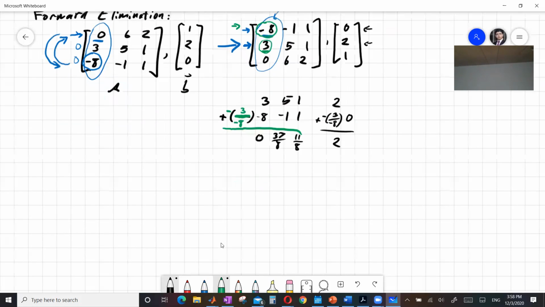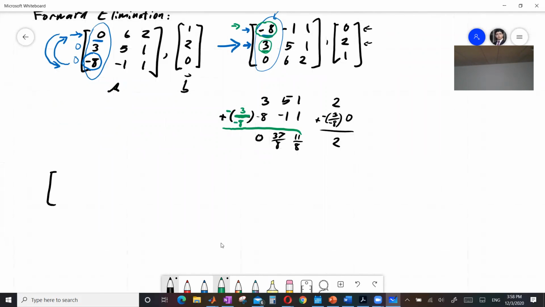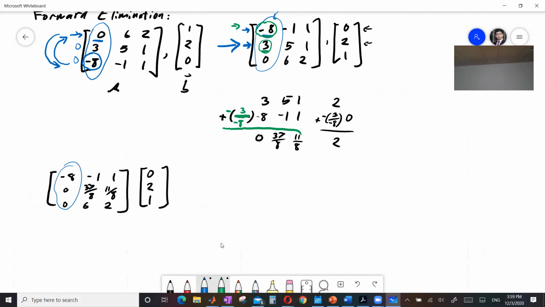All right. So our matrix and vector are now -8, -1, 1. Those didn't change. 0, 37 over 8, 11 over 8, 0, 6, 2, and the vector will be 0, 2, and 1. We are still on the first column. We already got rid of the second row. We now go to the last row. This one is already 0, but the algorithm would have been exactly the same.